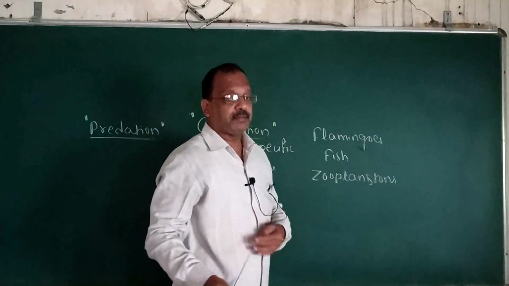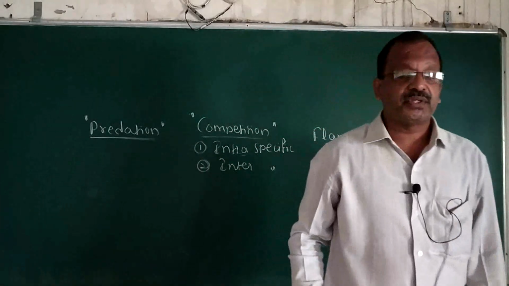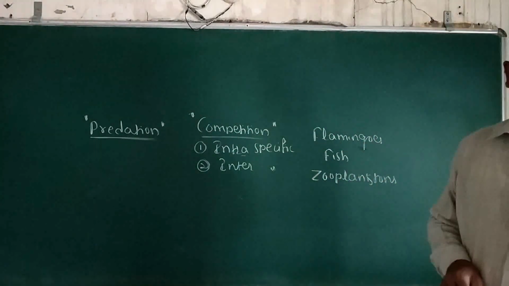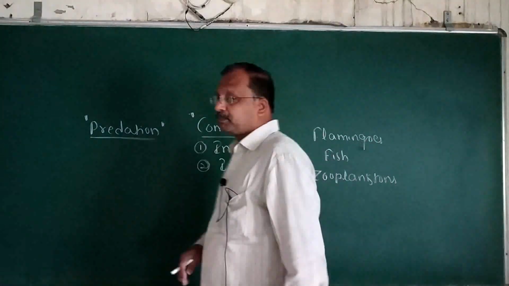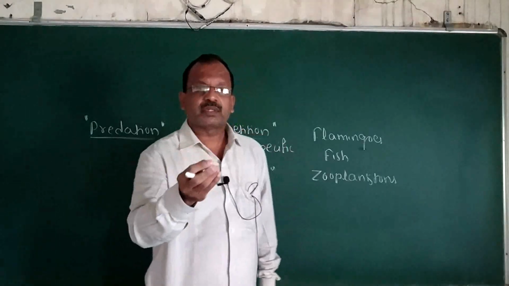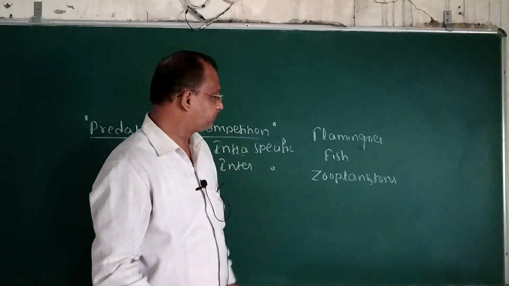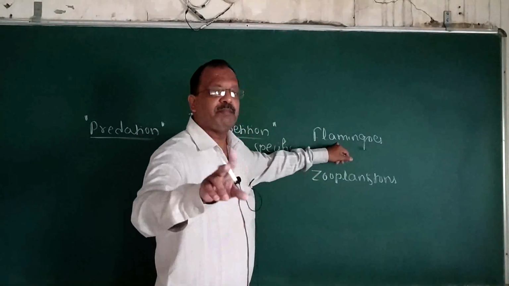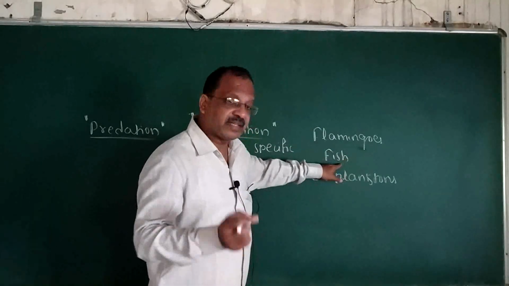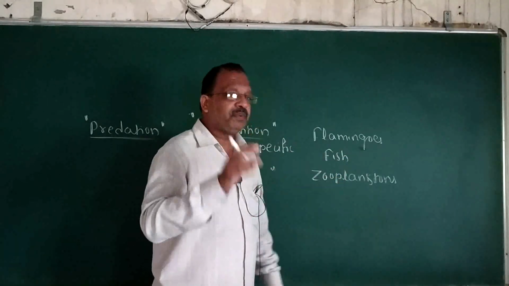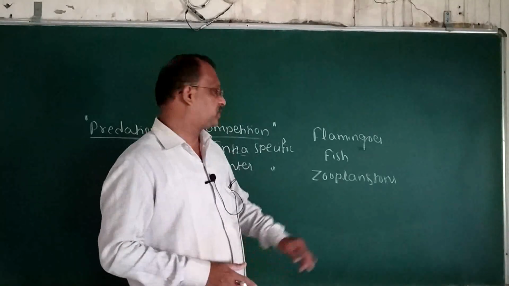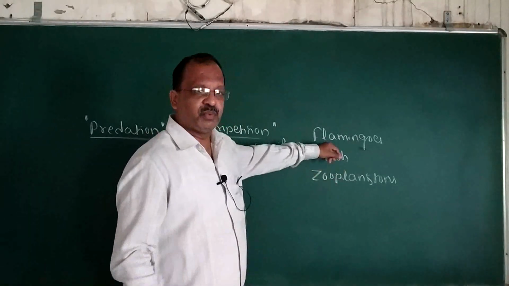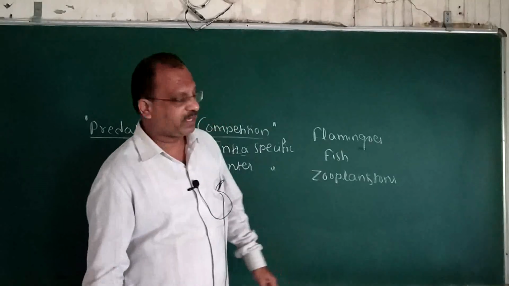Look over here, sometimes unrelated species will also compete for the same resources or same food. For example, in the shallow South American lakes, visiting flamingos and resident fish will compete for the same food, that is zooplanktons. Flamingos, you have seen, a very beautiful bird. Fish also you might have noticed.